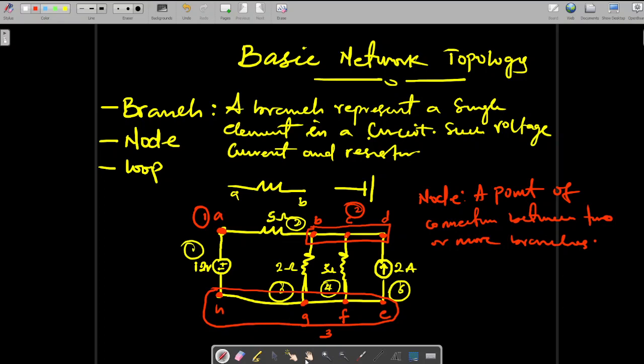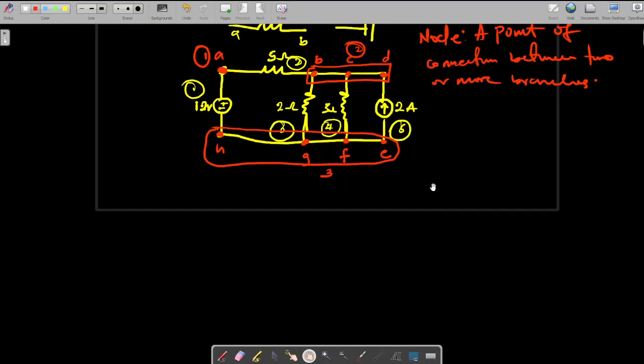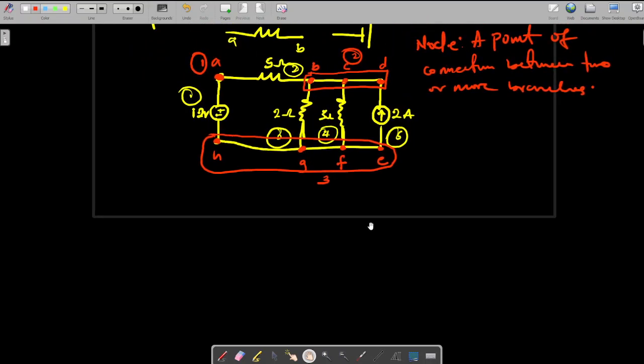Now, if I decided to redraw this circuit diagram in another form, so long as I still maintain the same number of branches, and those branches still maintain the same relationship, just like they are now, like the 2 ohms and 3 ohms, they are still parallel to each other. And the current that flows through the 5 ohms is different from the current that flows through the 2 ohms resistor, I will still have the nodes to be 3.